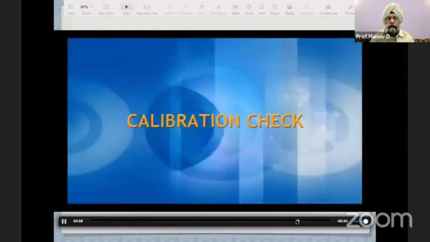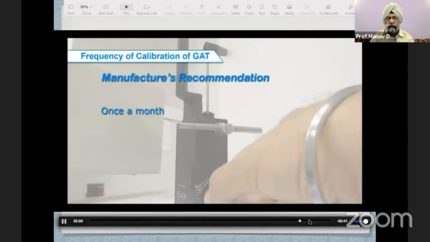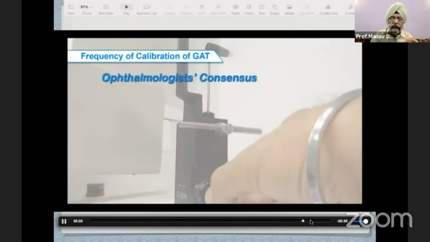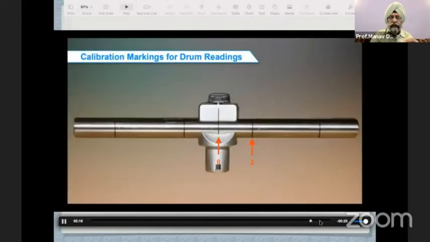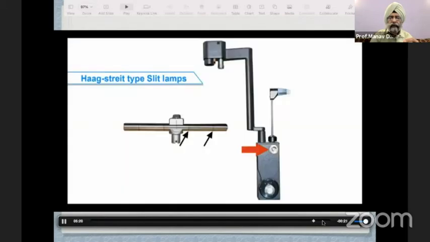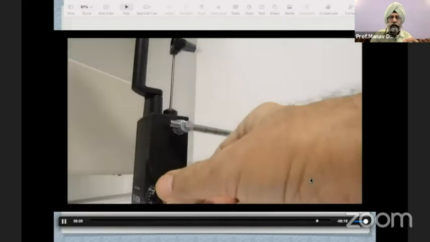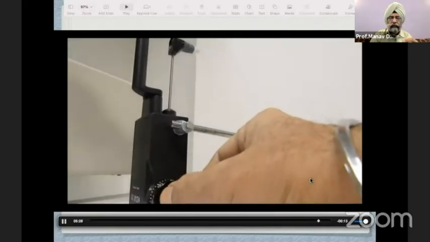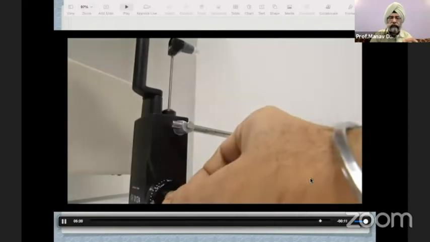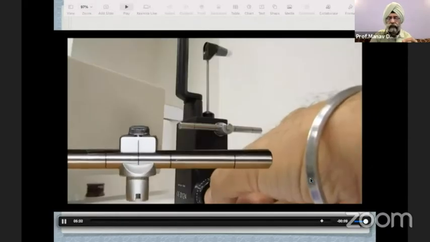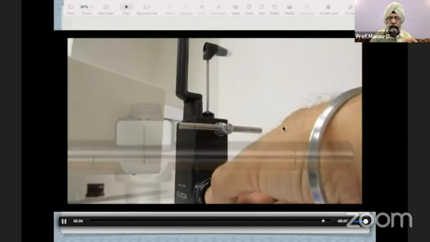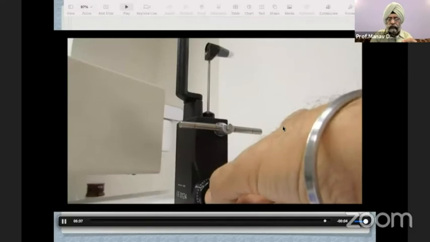Now, the calibration check. Although the manufacturers recommend a once a month calibration check of the instrument, I'll just forward it a little bit. Positions 2 and 6: for positions 2 and 6, marking of a different side is required for different models. As shown here, if the opposite marking is aligned, the calibration check cannot be performed. Precise setting of the mark is key to a successful calibration check. If any defect is detected in the calibration, the instrument may need to be sent to the manufacturer for repair.